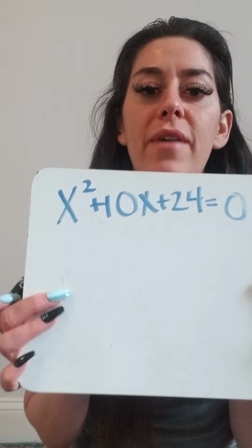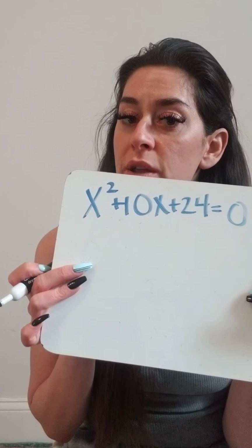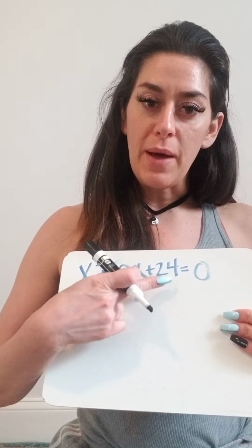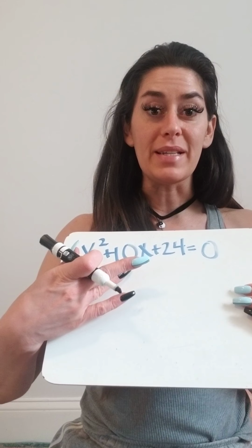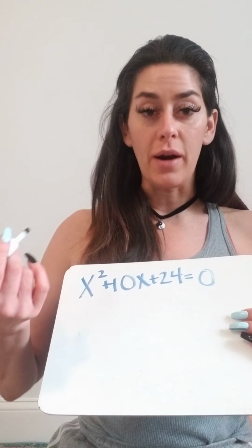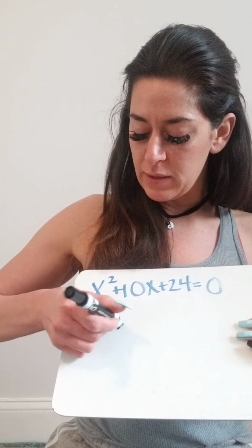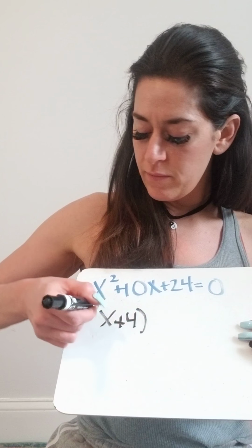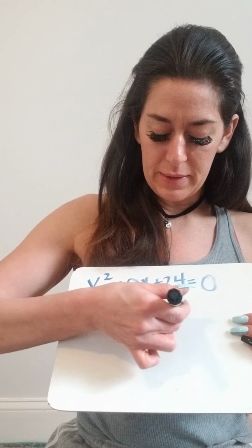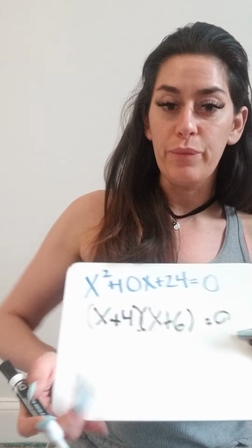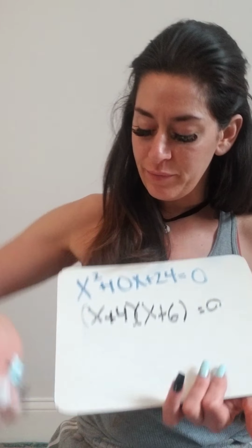All right, so I have x squared plus 10x plus 24 equals 0. I'm thinking of the numbers that multiply to be 24 and add to be 10. Well, those numbers are 4 and 6. So in factored form, this would be x plus 4 times x plus 6 equals 0. Okay? I can write upside down.